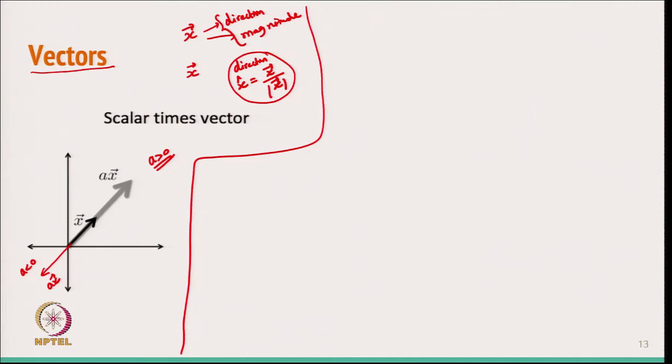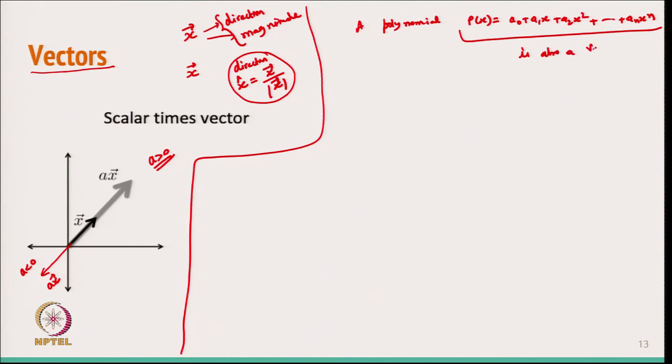And what are these vectors? Now, a polynomial p(x), like I represent by a0 plus a1x plus a2x squared up to anx to the n. So, this nth degree polynomial is also a vector.